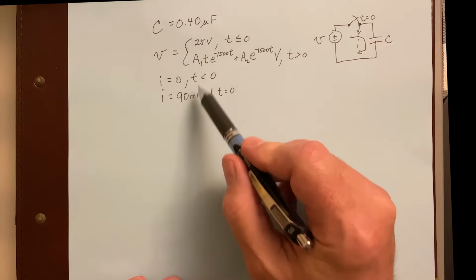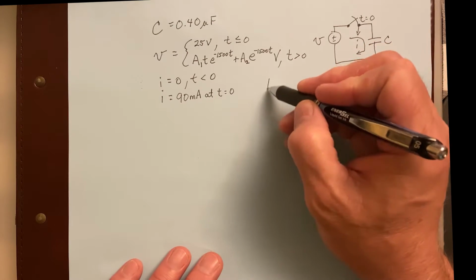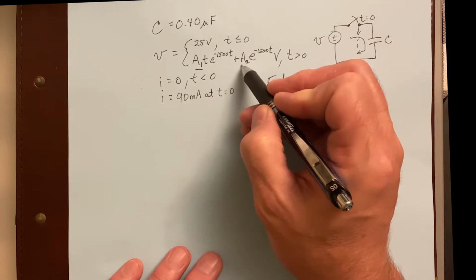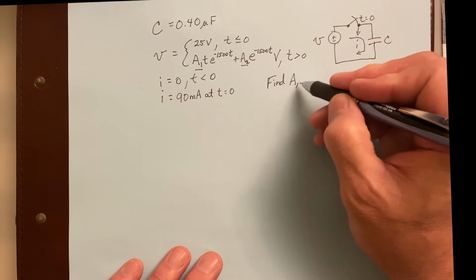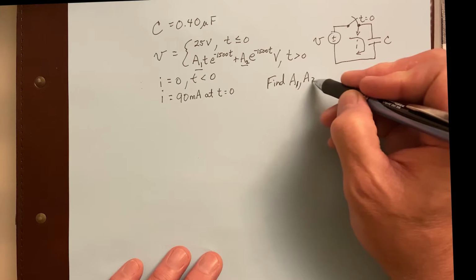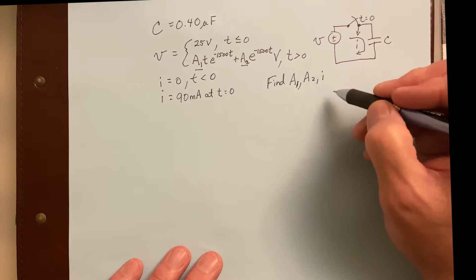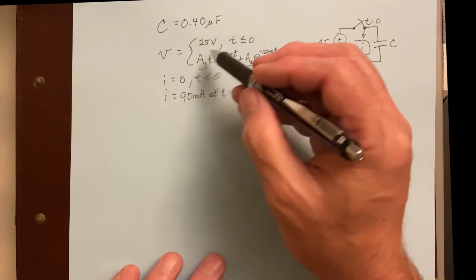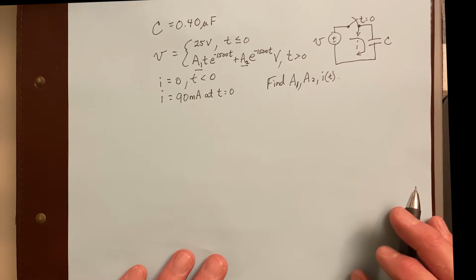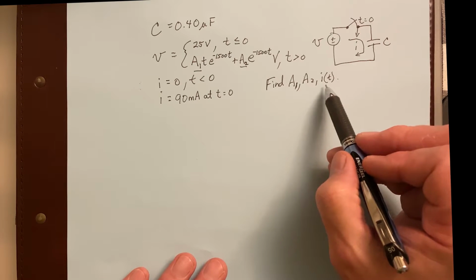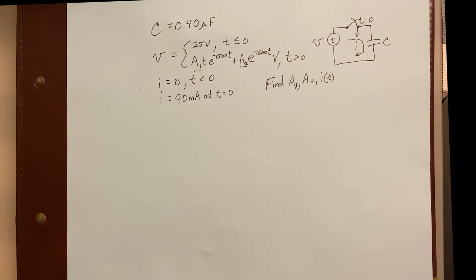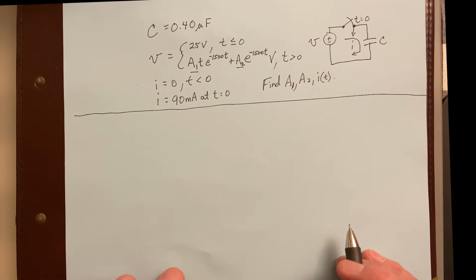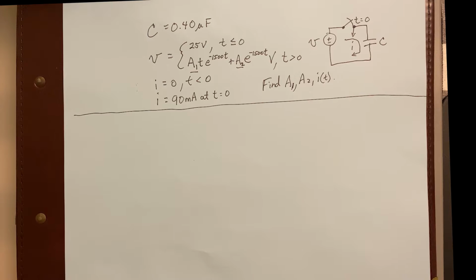So given these two bits of information, what do we want? Let's find these coefficients. We want to find A1, we want to find A2, but then we also want to find the current as a function of time. Remember, the current and the voltages are changing over time, so we want to find the expression that's going to tell us what the current is. All right, that's where we're heading. Okay, there's the problem right there. Let's see if we can figure it out.